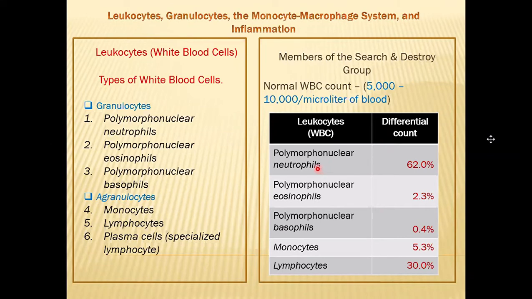So neutrophils 62%. That's the normal. So you see 62% neutrophil, normal. Then eosinophils, ...this one. Di ba nga mga picture hit estudyante? Di mo nakikita. Then basophils 0.4%, monocyte 5.3, and 30% lymphocytes.